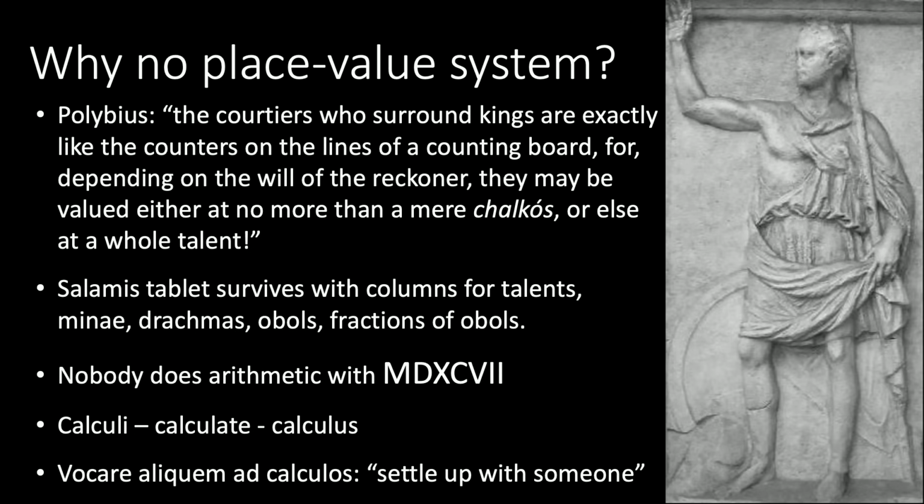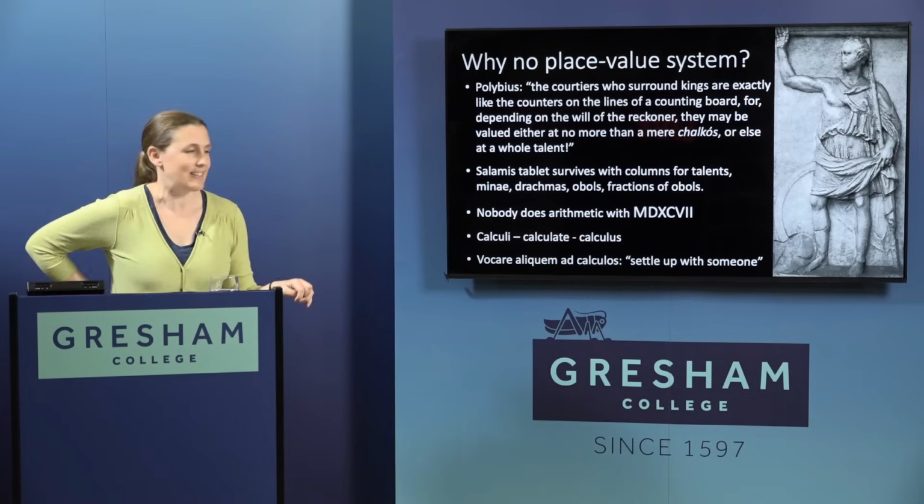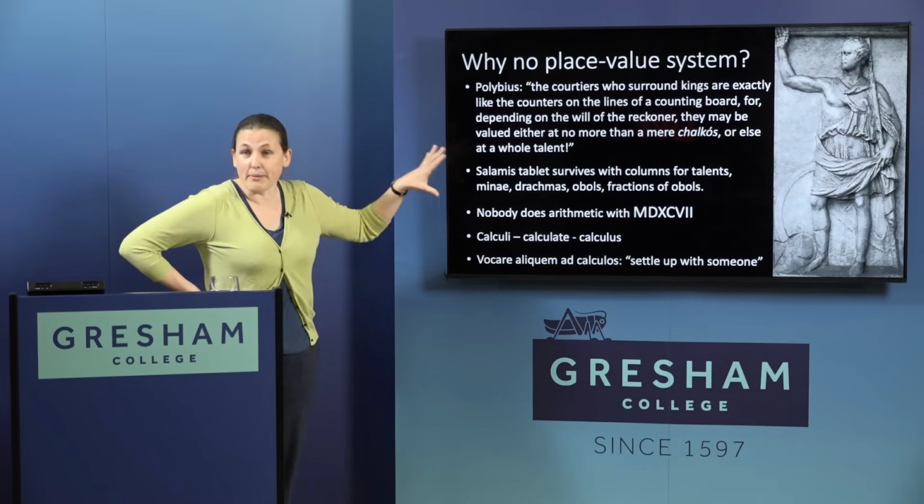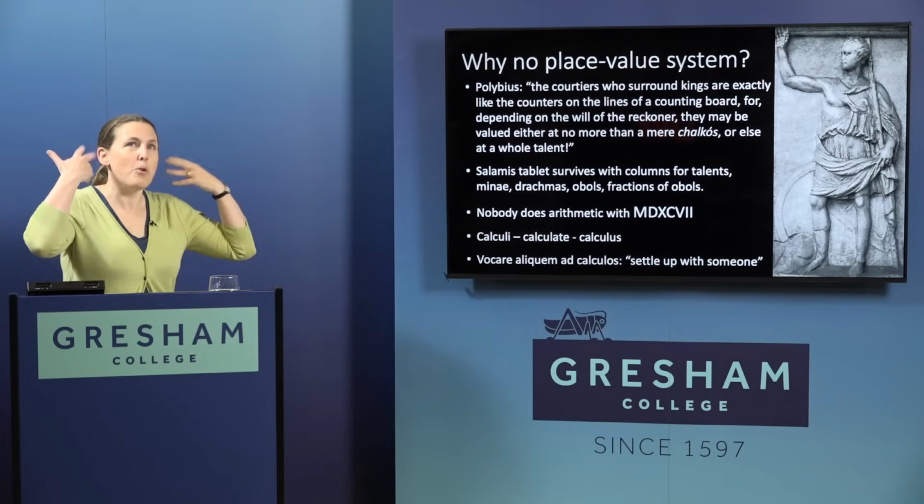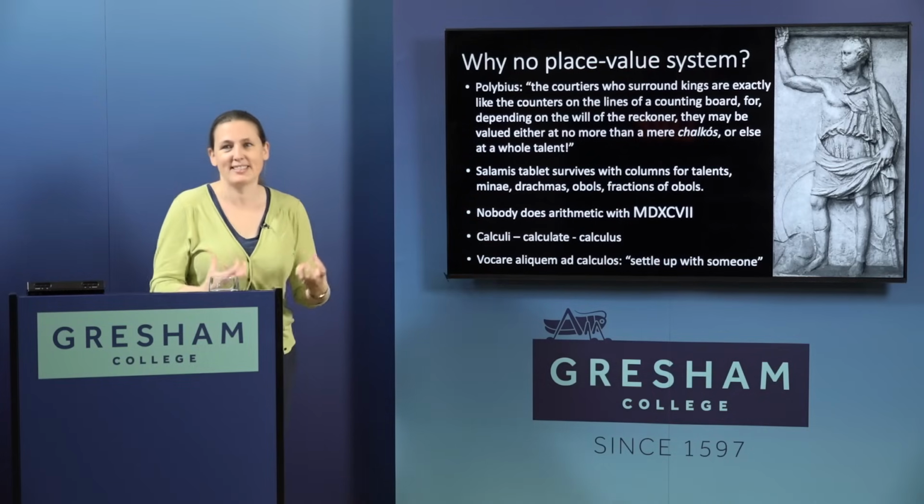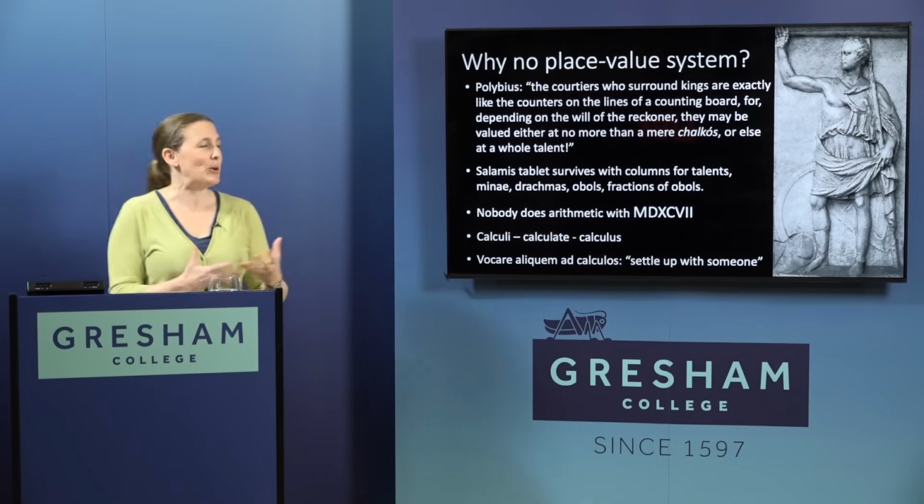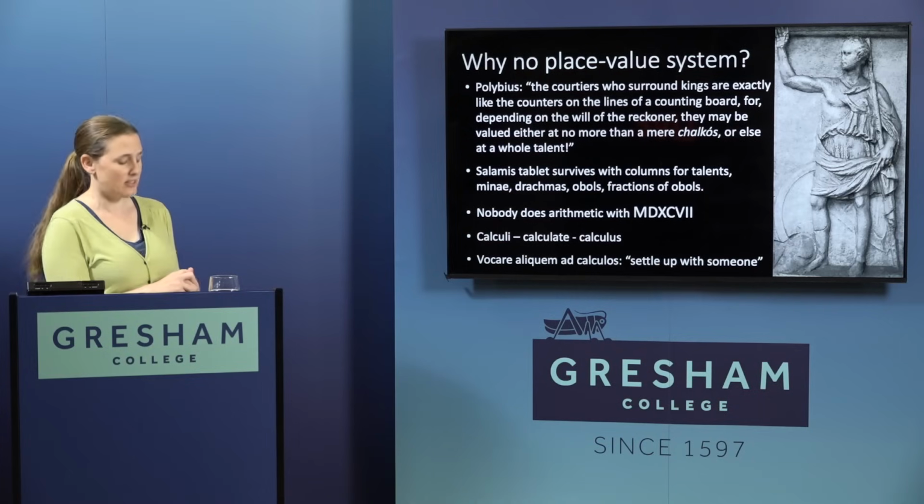They also had expressions that tell us that they're using these things. So they had an expression, vocare aliquem ad calculos, which means to settle up with someone, to pay your debts, but what it literally means is to call someone to the calculating table or the counting board. So they were not held back in that sense by the cumbersome numbers, although they were a bit, as we'll see, it took longer to develop various technologies because of it.